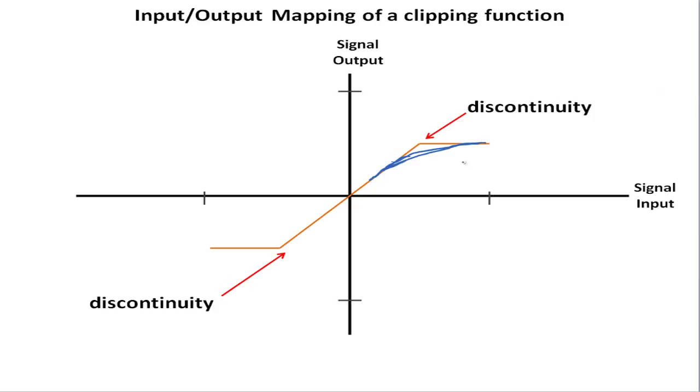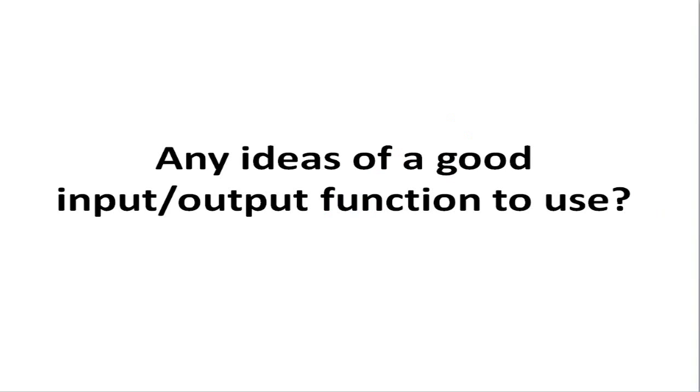So a tube has this behavior that it's a very soft clip. Now, this depends 100% on the tube and how it's biased. There's about 100 variables that go into this. But at the end of the day, if you can get something that looks kind of like this, you can get pretty close.